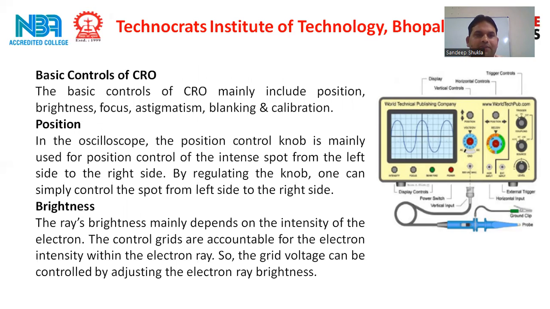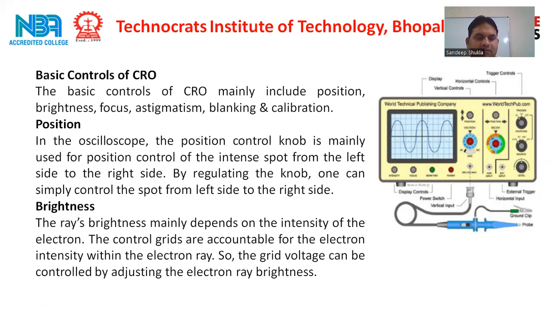Now in this slide we will discuss some controls of the CRO. These are the parts of the controls of the CRO, which include position, brightness, focus, astigmatism, blanking, and calibration. So we will discuss first the position. In the oscilloscope, the position control knob is mainly used for positioning the intense spot from the left side to the right side. By regulating the knob, one can simply move the spot from the left side to the right side.